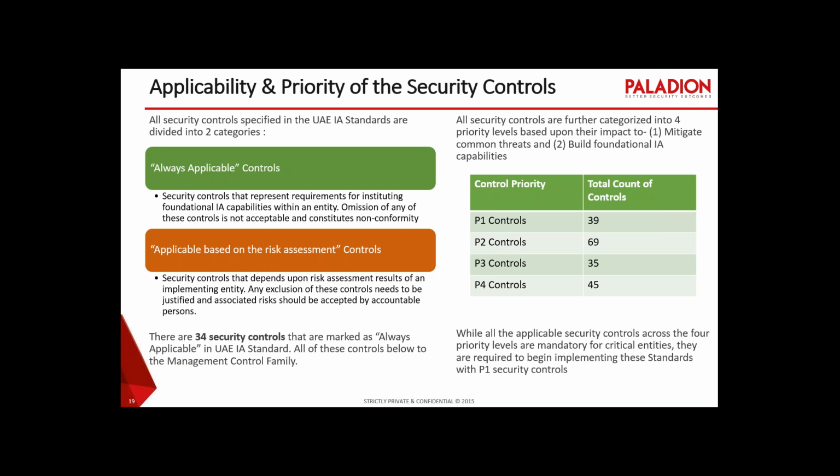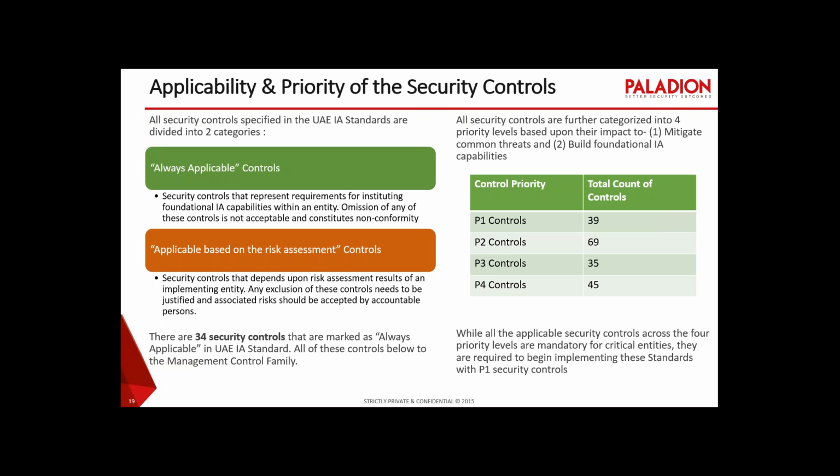On the other hand, NESA has defined priorities for security controls based upon how many threats they mitigate, and what is their impact in terms of building the foundational information assurance capability within an entity. So 188 controls have been divided into 4 priorities: P1 control, P2 control, P3 control, and P4 control. And these are the different counts of controls within each category of priorities.